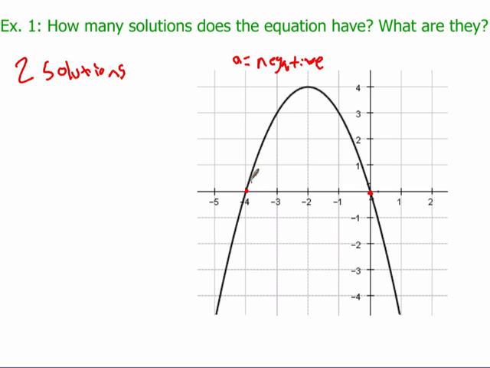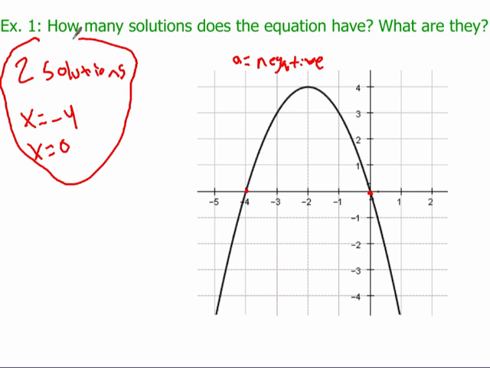What are the solutions? Well, here's one of them. It's at -4, so one of the solutions is x equals -4. The other one's here at 0, so the other solution is x equals 0. And it is just that easy. All you do is find where it crosses the x-axis. There you go. That's the solution.